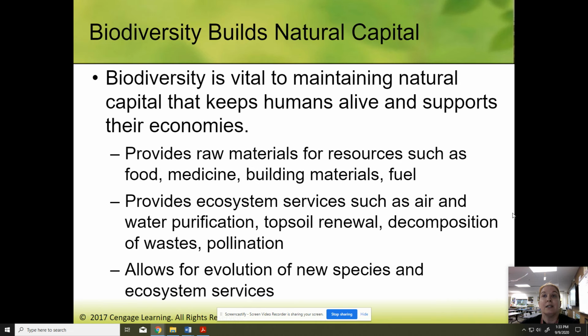Now, biodiversity does something called building natural capital. It's going to maintain natural capital that helps keep us alive and supports our ecosystems. It can provide us raw materials for resources such as food, medicine, building materials, and fuel, because we use a lot of that stuff from nature. And it provides ecosystem services such as air and water purification, topsoil renewal, which is just making more topsoil, decomposition of waste, and pollination. It also allows for evolution of new species and ecosystem services. So once again, more biodiversity, more benefits for everyone, including the humans that are using these things.